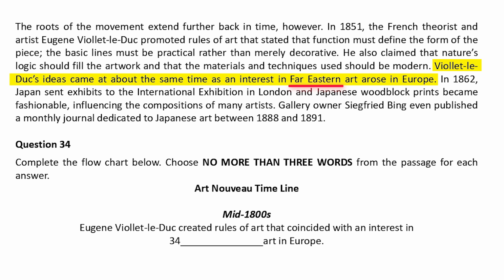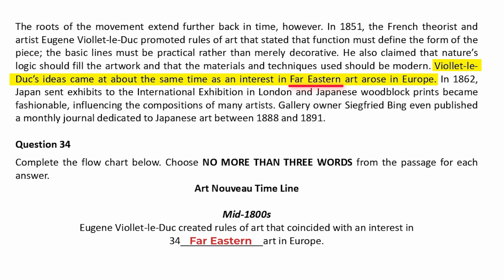The question tells us that his rules of art coincided with a growing interest in a certain kind of art in Europe. And the passage tells us exactly what kind, Far Eastern art. So the correct answer for question 34 is Far Eastern. Here's a quick tip for this type of question. Always make sure the words you choose come directly from the passage. Don't try to change or paraphrase them, and double-check the word limit.